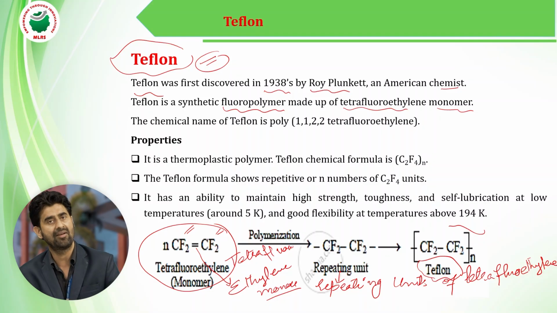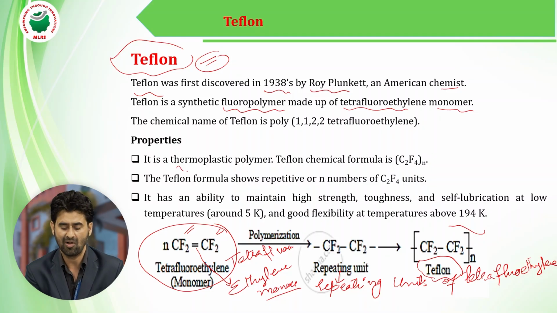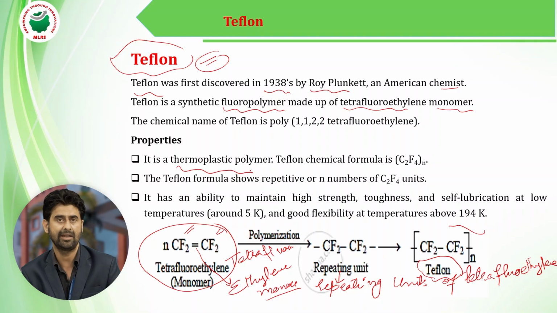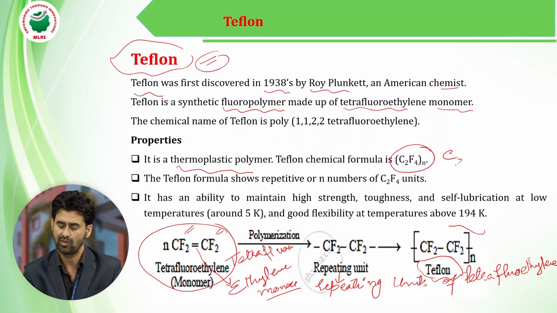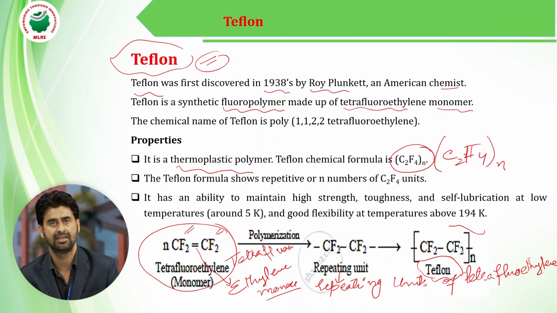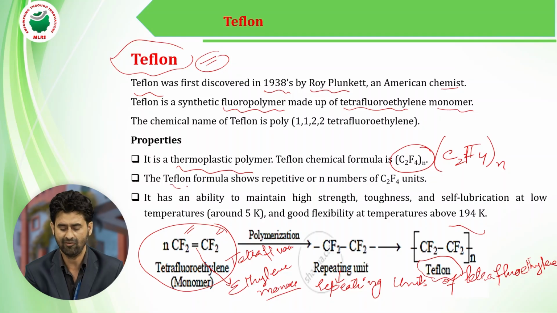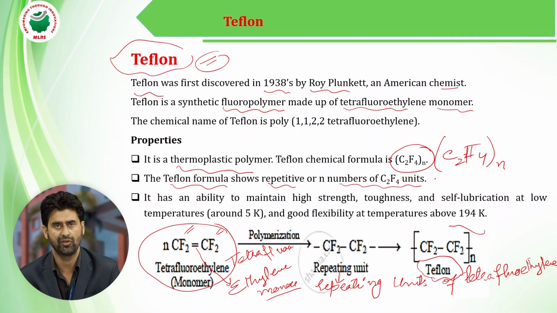The property of Teflon is that it is a thermoplastic polymer. The chemical formula of Teflon is C2F4, and these are the tetrafluoroethylene monomers raised to N, that is, N times tetrafluoroethylene monomers combined together to form Teflon. The Teflon formula shows a repetitive or N number of tetrafluoroethylene units.